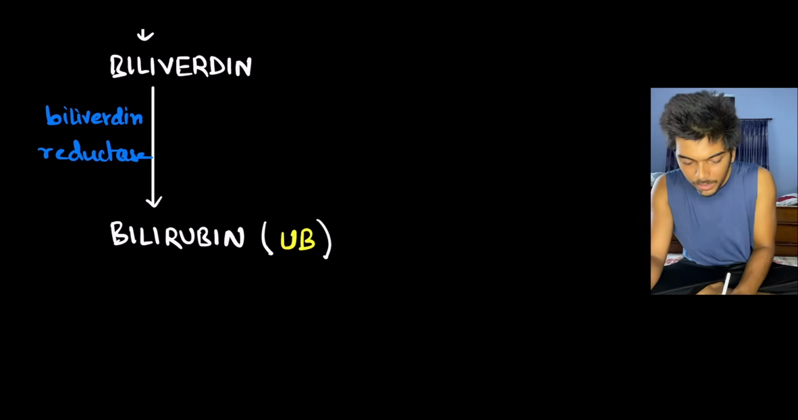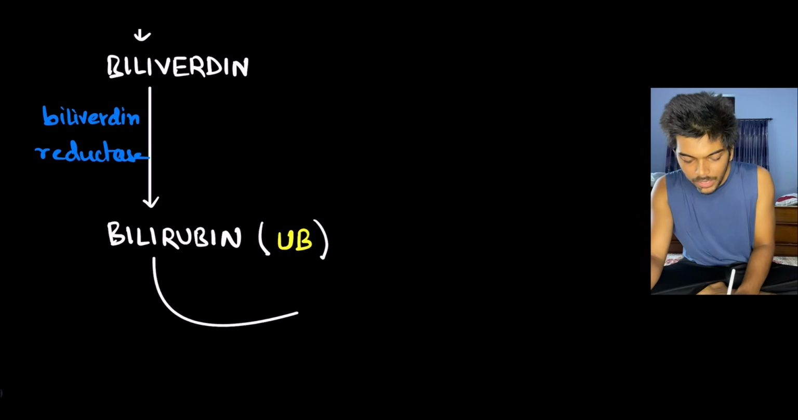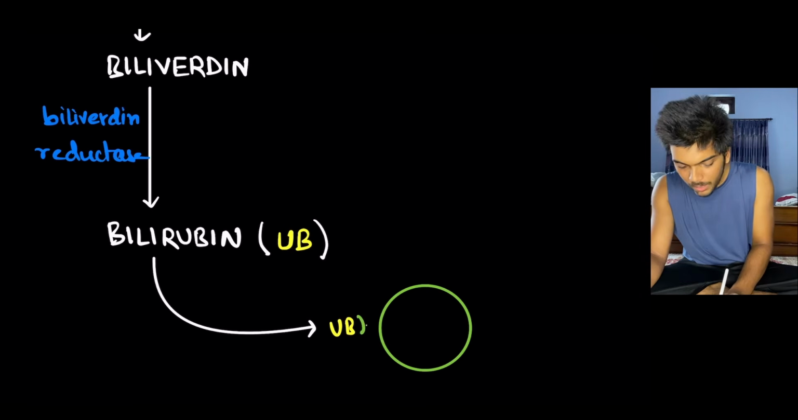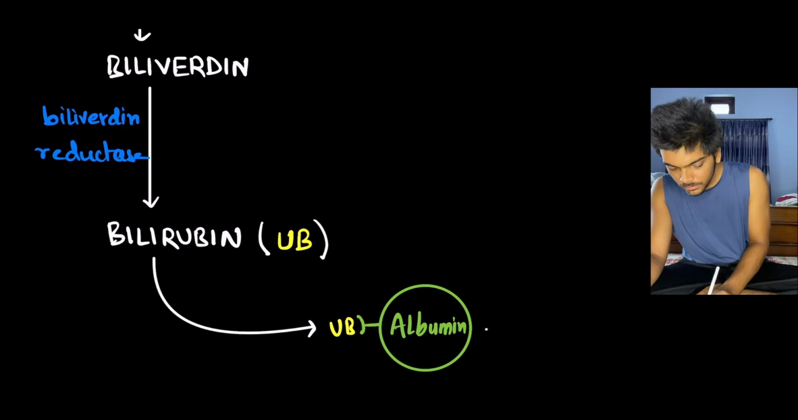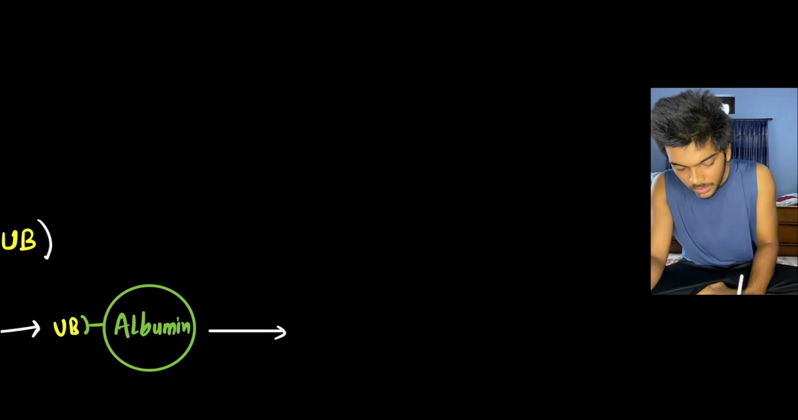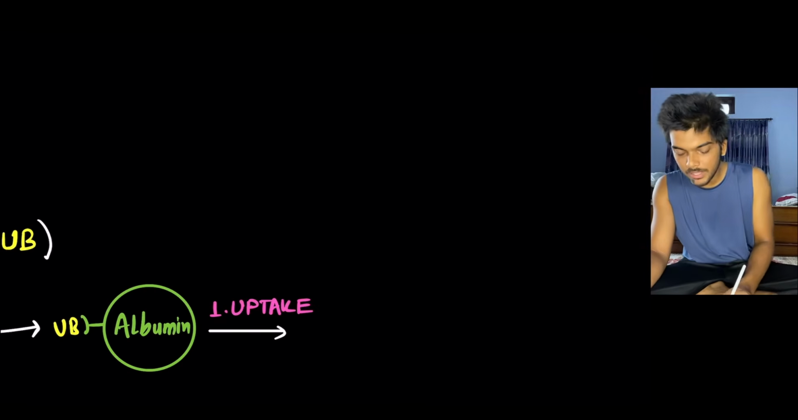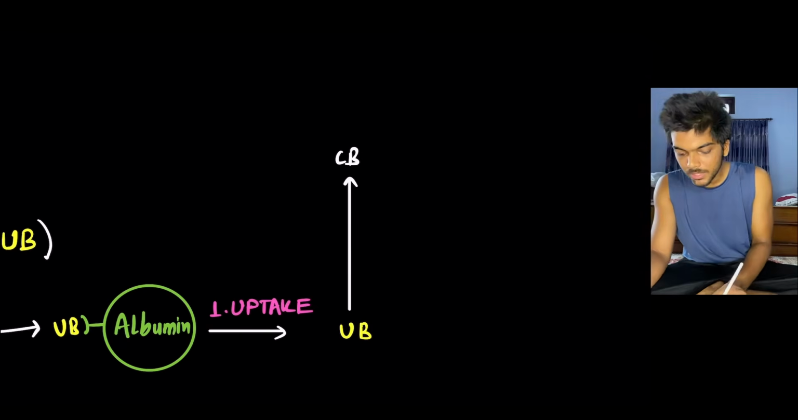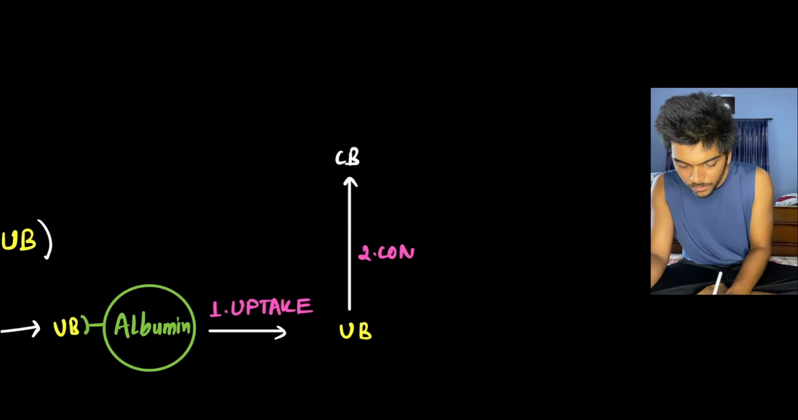This unconjugated bilirubin comes into systemic circulation, where it is carried by albumin. So here is unconjugated bilirubin, carried by the plasma protein albumin, which takes it to the liver, where the very first step of conjugation takes place, which is called uptake. So it enters the liver. Inside the liver, the unconjugated bilirubin gets conjugated, converted into conjugated bilirubin. So this is the second step, which is conjugation.